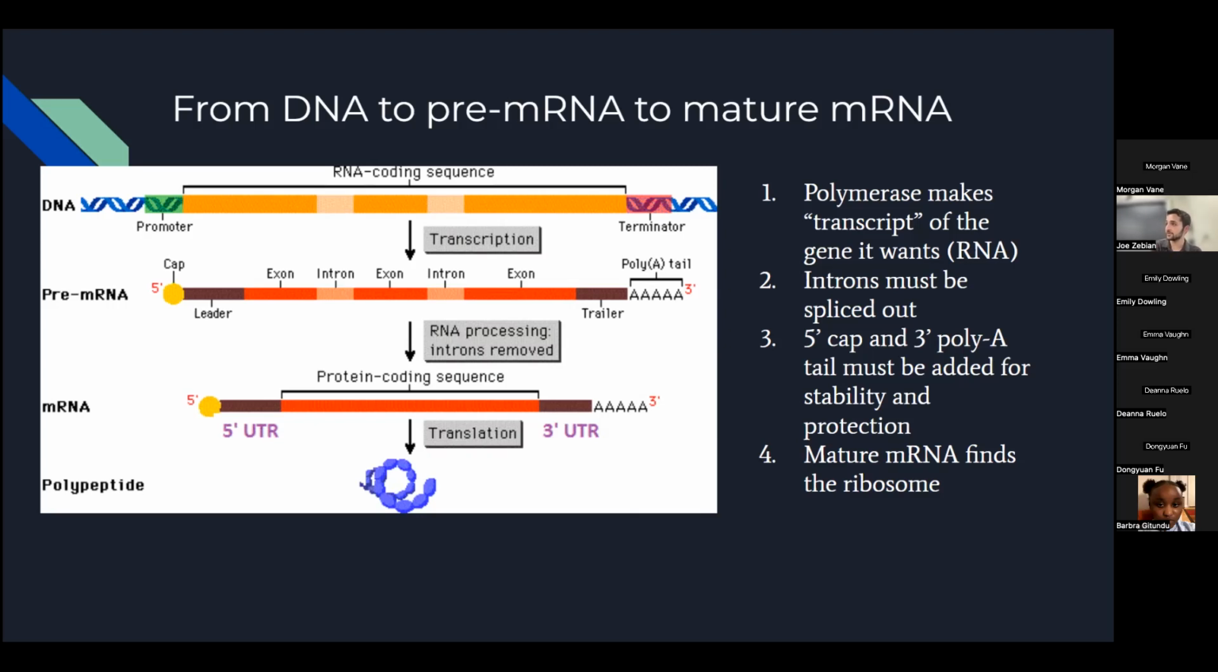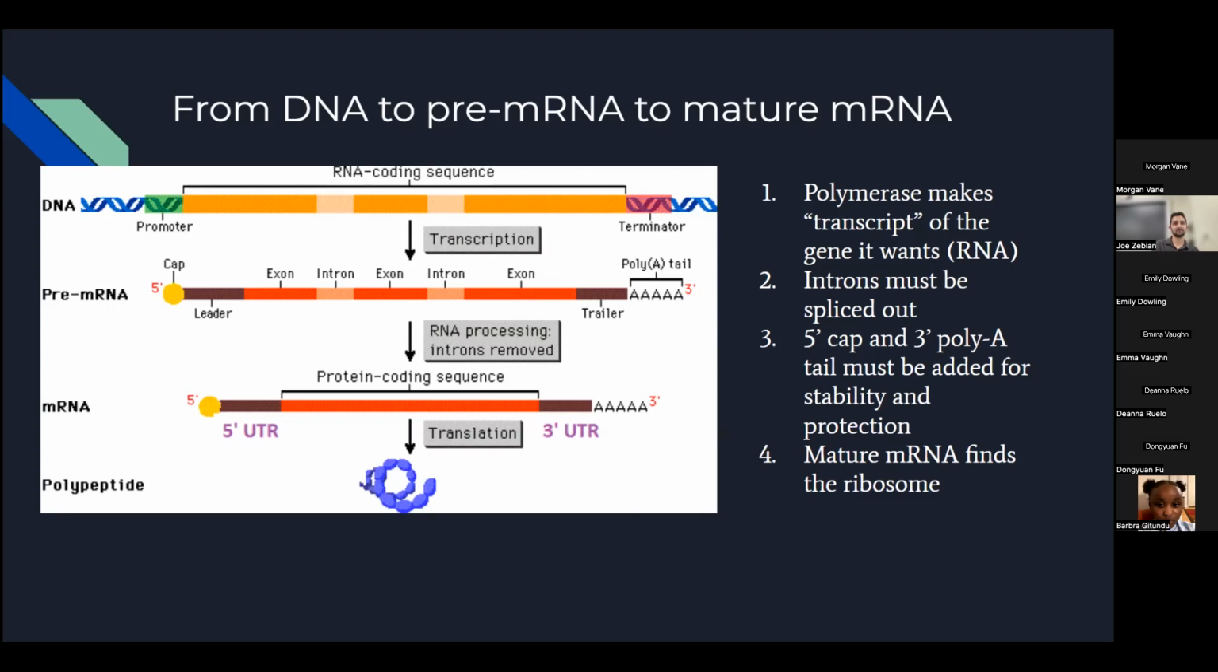No problem. Any other questions? Do the 5' cap and the 3' poly A tail do anything else besides stability and protection? Really, that's all I'd be focused on for the purposes of this. They keep it from being eaten by enzymes in the cell that degrade RNA, RNases. There are enzymes that will degrade RNA that's just free floating, so the cap and tail keep it from being eaten by them.